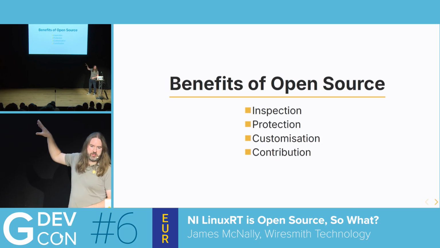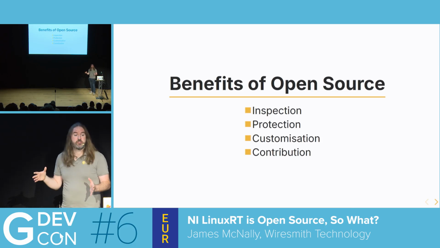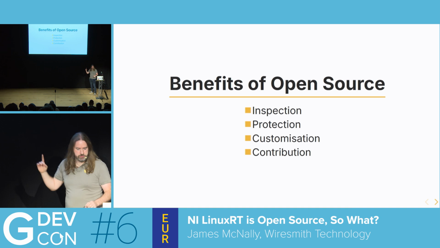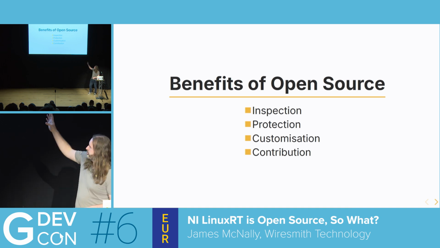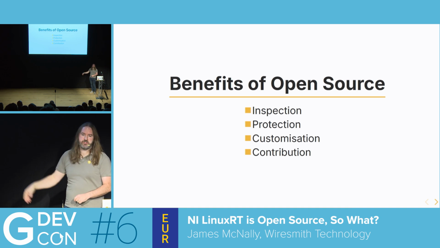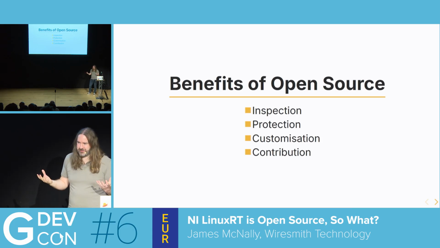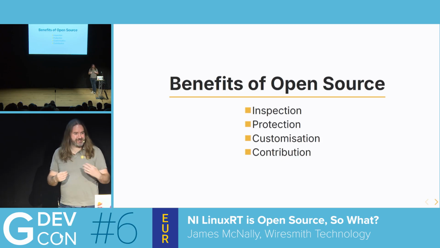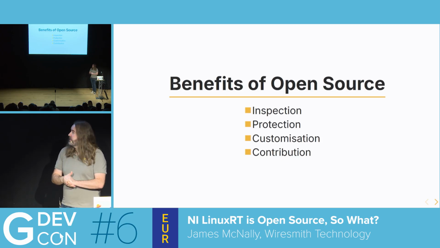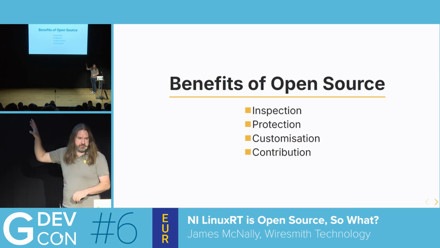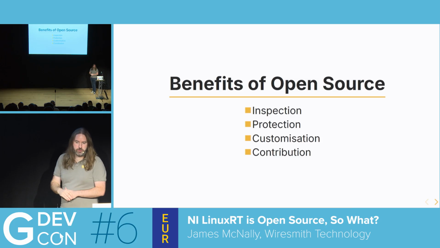Customization. As I say, maybe LinuxRT doesn't do out of the box what we want. Having this source code means that we can start to customize what that does. I'll show you some examples of that in a minute. And of course, contribution. We can actually go back to NI and say, we think it'd be better if you built it like this, and they can choose to accept or not that recommendation. But I'm going to focus on inspection and customization, because I think those are the two most relevant in this context in terms of what developers might want to do with this.